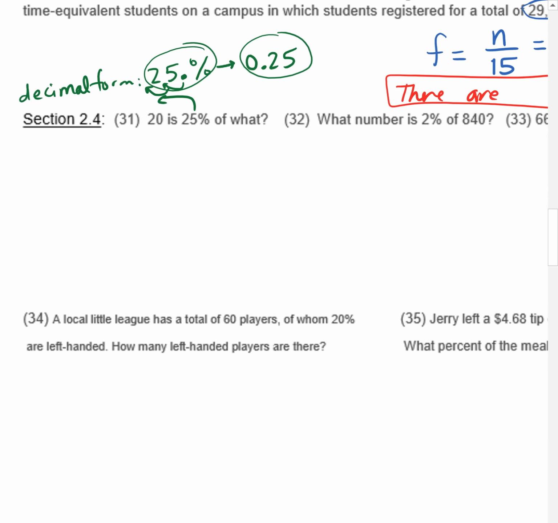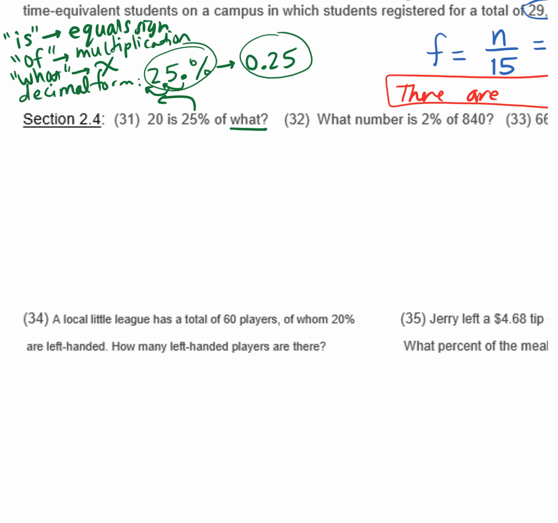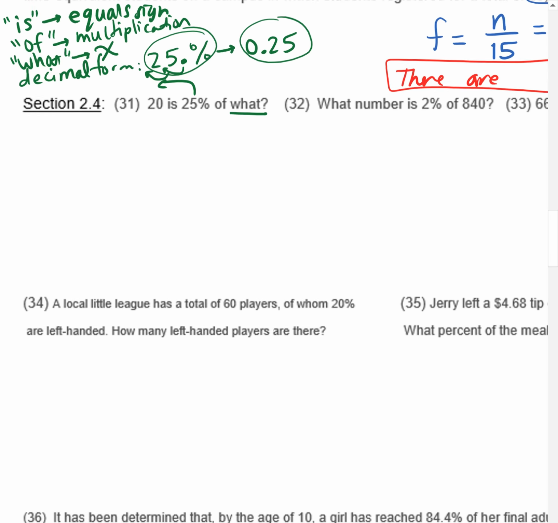And then another thing is, remember, when you see the word is, we talked about that before, that's code word for an equals sign. And the word of, that's code word for multiplication. And what else? Oh, if you see what, like in this example number 31, think of that as a variable x. Because what is the thing you don't know, and of course the thing you don't know is what you want to call something. That's really all the trick to these problems, remembering what those code words are.